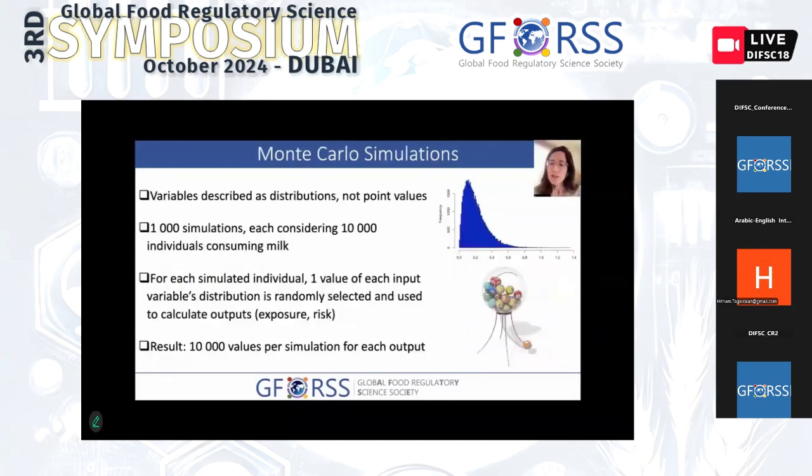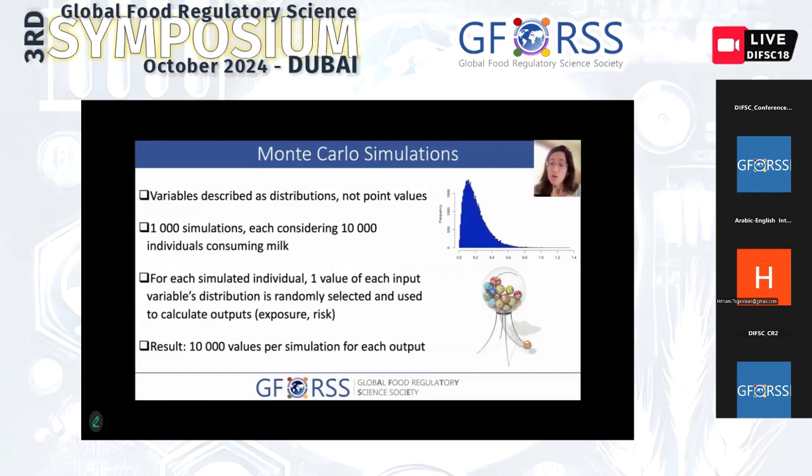Okay, so now that we went over the input variables, right? We went over exposure and we went over risk. We would be ready to set up our model. But first, let me explain just quickly how a probabilistic assessment works. So as we keep saying, our variables are described as distributions, not as point values. And you can visualize this perhaps as the figure here on the right, the blue curve. This is a distribution, and as you see, it's not a normal curve, not a bell-shaped curve. It's skewed.